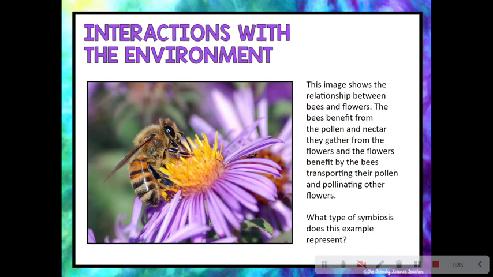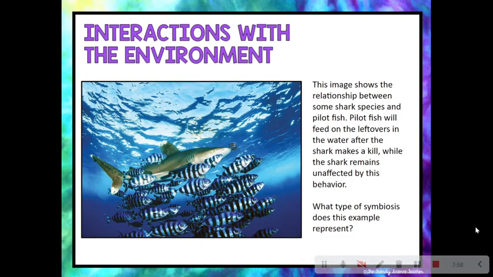This image shows the relationship between bees and flowers. The bees benefit from the pollen and nectar they gather from the flowers, and the flowers benefit by the bees transporting their pollen and pollinating other flowers. What type of symbiosis do you think this represents? Next, this image shows the relationship between some shark species and pilotfish. Pilotfish will feed on the leftovers in the water after the shark makes a kill, while the shark remains unaffected by this behavior. What type of symbiosis does this example represent?